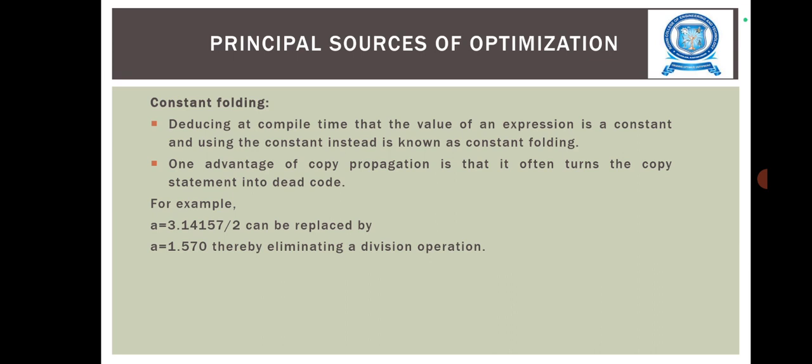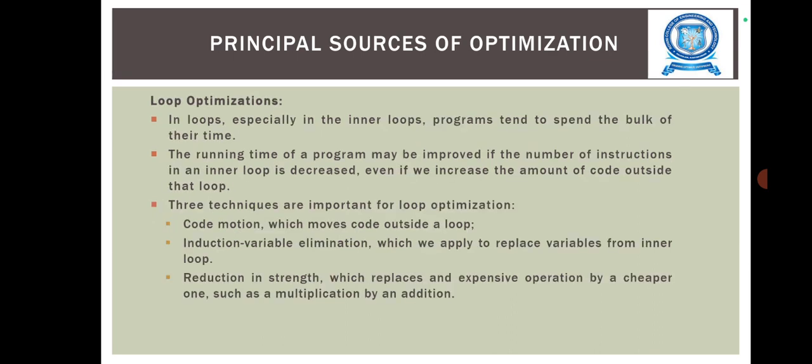Loop optimization. In loops, especially in the inner loops, programs tend to spend the bulk of their time. The running time of a program may be improved if the number of instructions in an inner loop is decreased, even if we increase the amount of code outside that loop. Three techniques are important for loop optimization: code motion, which moves code outside a loop; induction variable elimination, which we apply to replace variables in the inner loop; and reduction in strength, which replaces an expensive operation by a cheaper one, such as a multiplication by an addition.